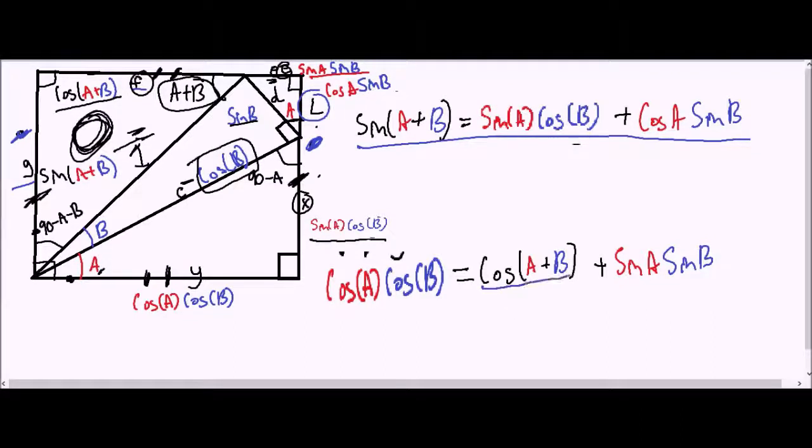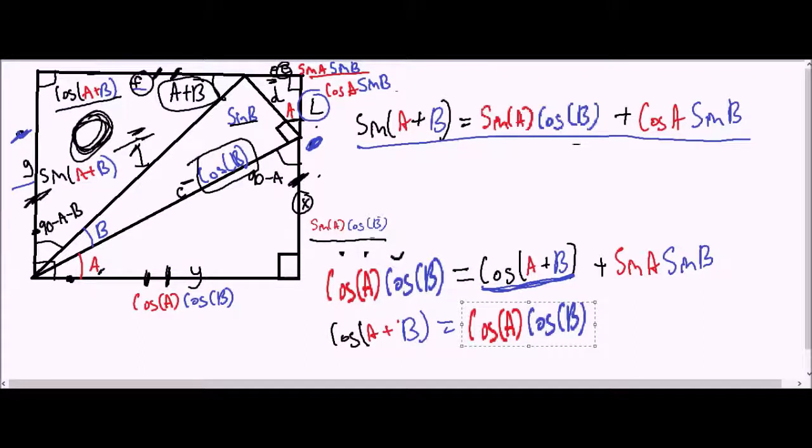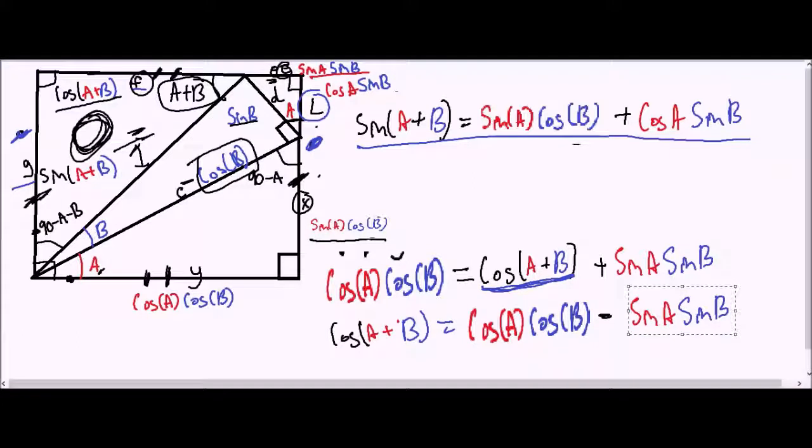Now we just want to isolate this term. That's cosine of A plus B. So I'm going to subtract sine A sine B from both sides. So in conclusion, you get that cosine of A plus B is equal to cosine A cosine B minus sine A sine B. And this is our second proof.